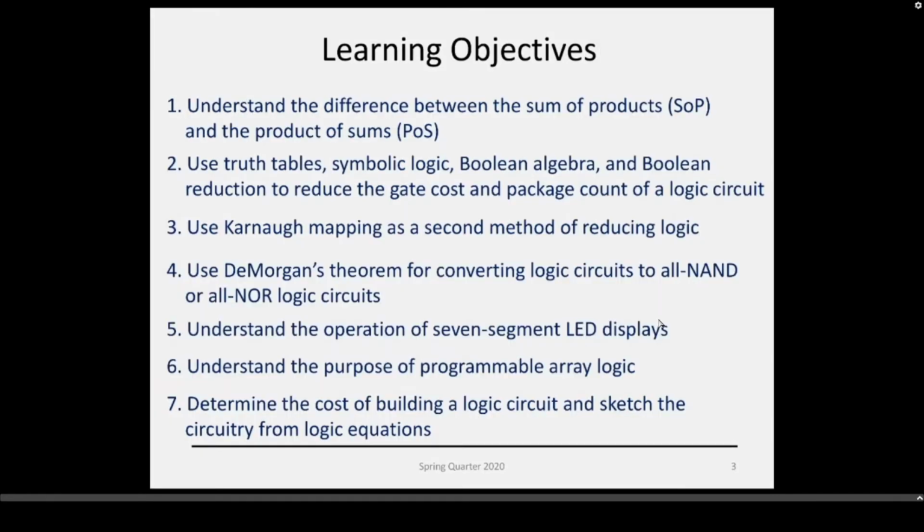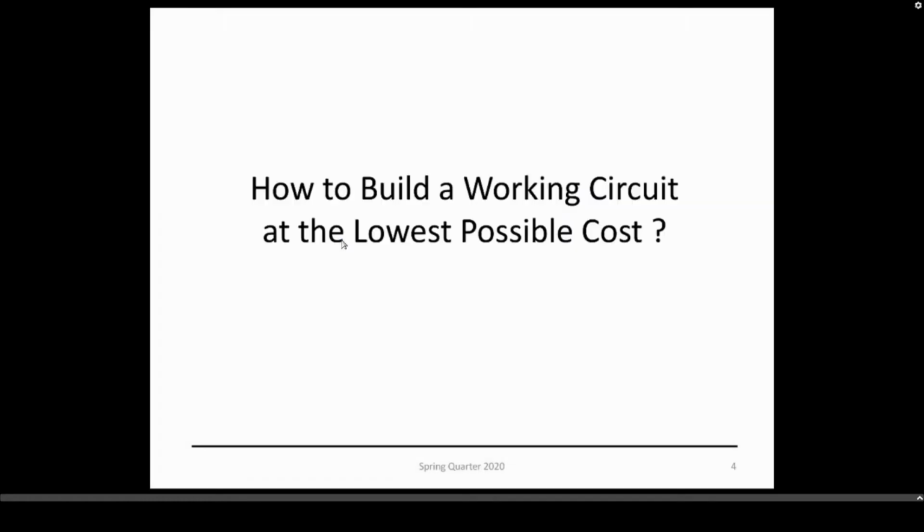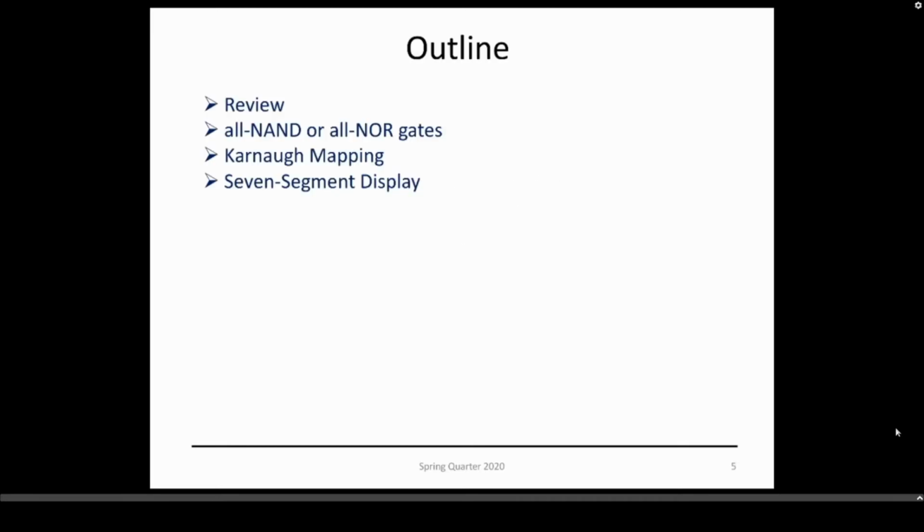And what are we going to learn? We're going to continue to go through this list, but we're going to start focusing now on K-maps. The question that we have is how to build a working circuit at the lowest possible cost. So we want to use either fewer gates or fewer ICs. So how can I do that?